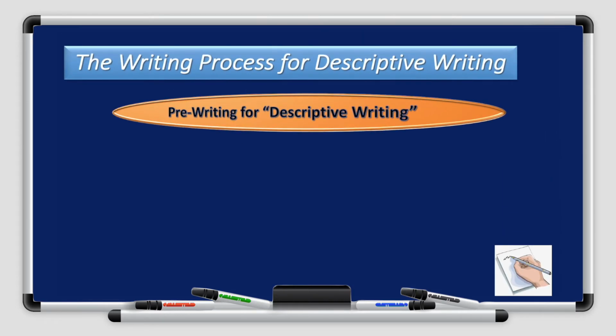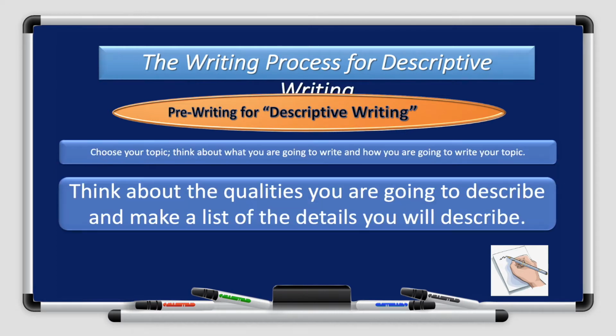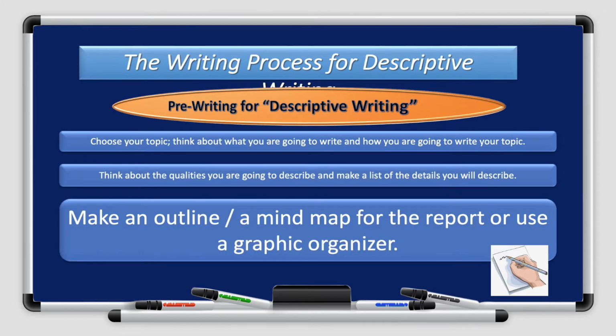Let's start with the pre-writing stage for descriptive writing, which is basically known as the planning stage. You're going to choose your topic, think about what you're going to write and how you are going to write your topic. So what are you going to describe and how you're going to describe it? Think about the qualities you are going to describe and make a list of the details you will describe. Make an outline, a mind map, or use a graphic organizer. So you're going to create a form of a plan in order to jot down your ideas.